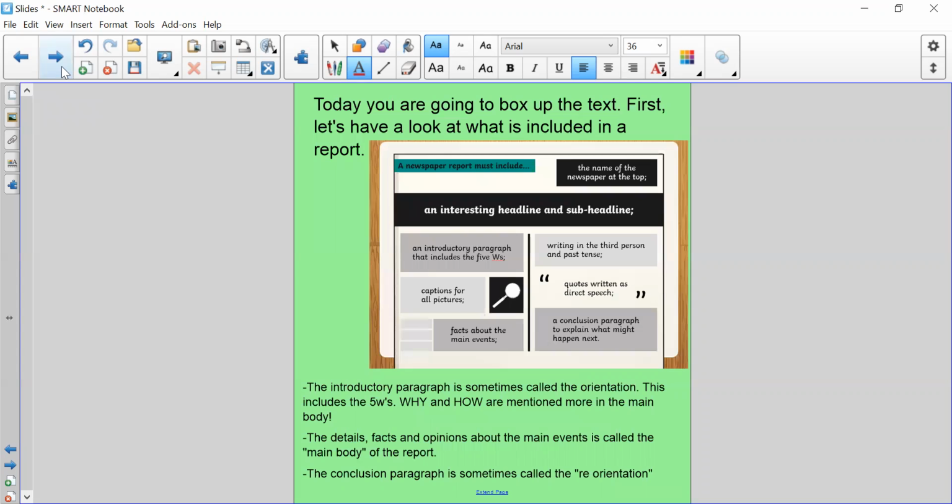So the introductory paragraph is sometimes called the orientation. This includes the 5 W's. Why and how are often mentioned, but they are more in detail in the main body, in the rest of the newspaper report. The details, facts and opinions about the main event is called the main body of the report. However, opinions are only formed if a witness gives statements, for example. The main part of the newspaper report has to be fact. The conclusion paragraph is sometimes called the reorientation.